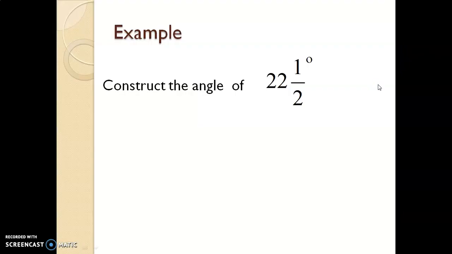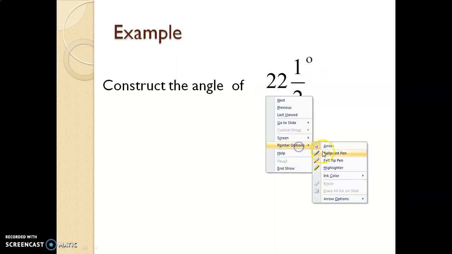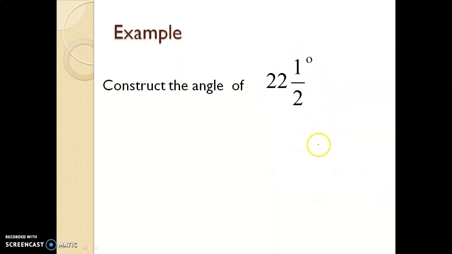Right, next one: construct the angle of 22.5 degree. Okay, so how can we construct this angle? 22.5 is in the form of a mixed fraction. So first you have to convert this into an improper fraction. How can you convert it? Multiply these two and add this one. So 22 into 2 is 44, 44 plus 1 divided by 2 equals 45 by 2.